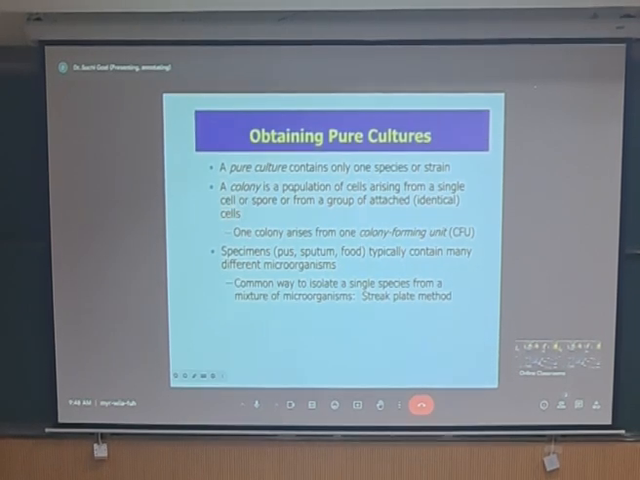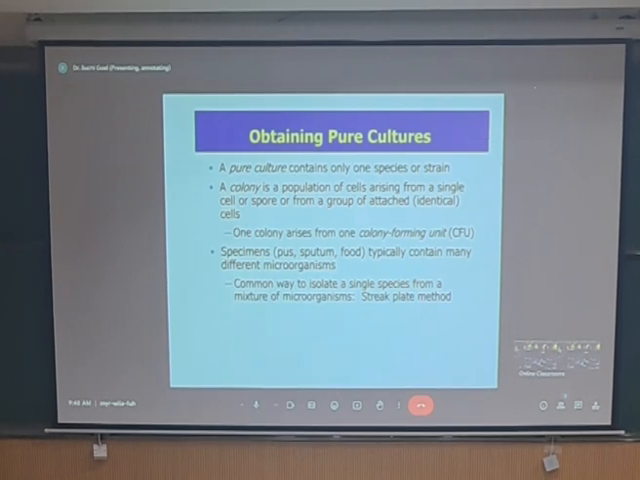Okay, so if it is an E. coli colony, it should be only E. coli colony. If it is an E. coli O157 colony, it should be E. coli O157 colony. If it is an E. coli O158, it should be O158 colony. Okay, it means I am having only one species or strain in that culture.